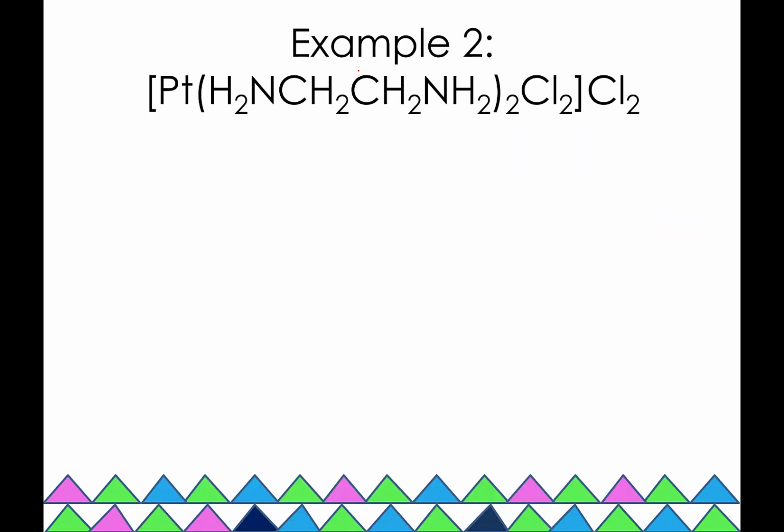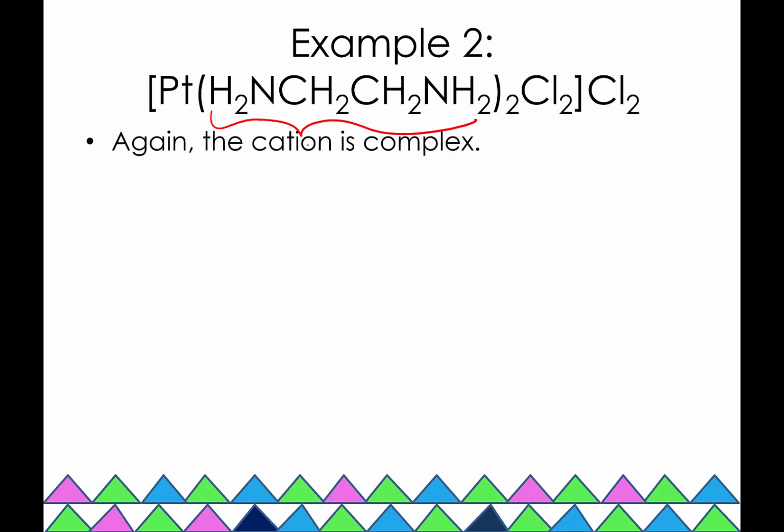Here's another example. This ligand is ethylenediamine. We mentioned that a few minutes ago. So again, the cation is complex. Our counter ion is -2, so the cation has a charge of +2. But now not all of our ligands are neutral. Ethylenediamine is neutral, but each of our chloro ligands has a charge of -1.